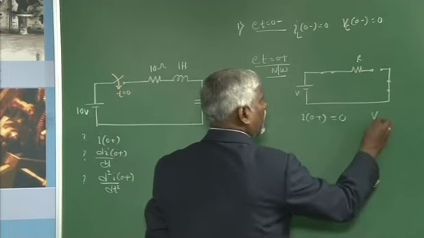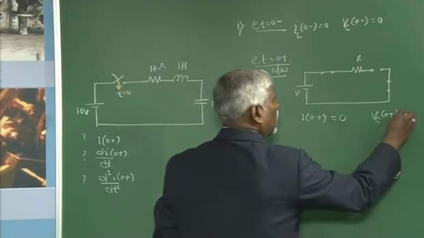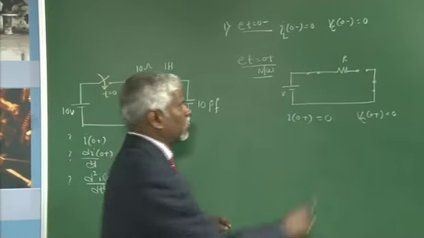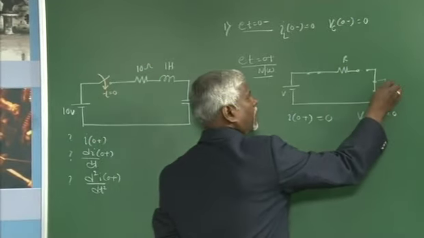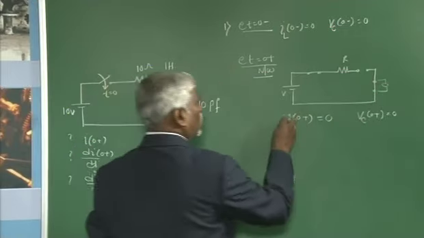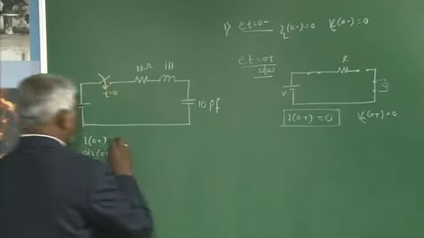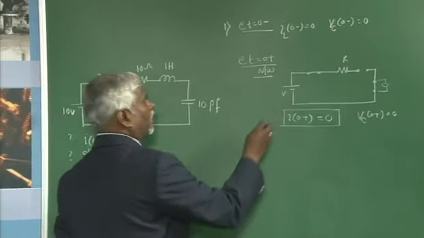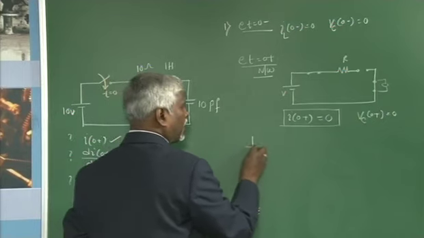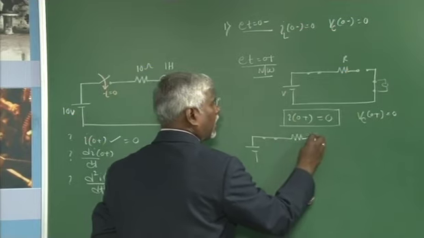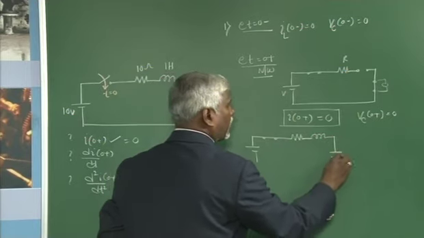Similarly, Vc at 0 plus also is 0. The voltage across the capacitor is also 0 because it does not allow any sudden change in voltage, and it acts as a short circuit. So, we have already found one, this is 0. Write the integral differential equation, write the general network. The next step is to write the general network after switching, R, L and C.